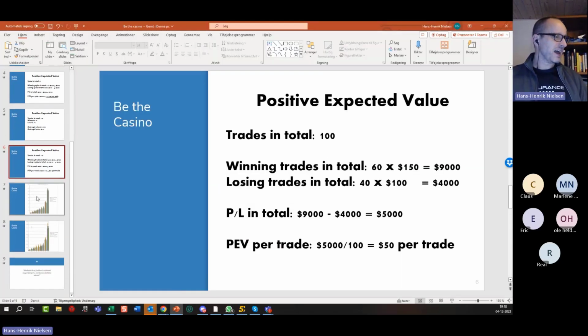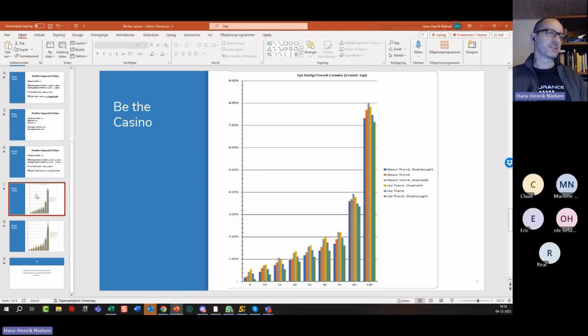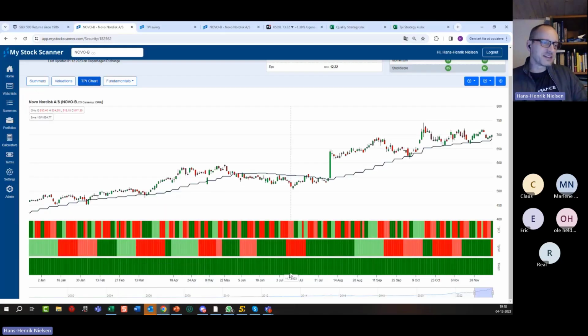And I have two different strategies. Now, the first one is a combination of two of the indicators. And that is the long-term trend, the one in green here, and then the daily trend up here.